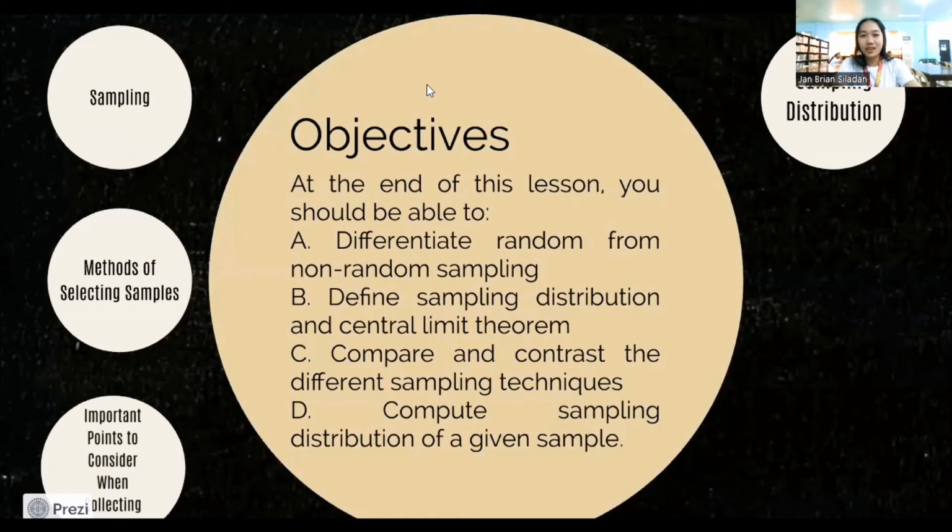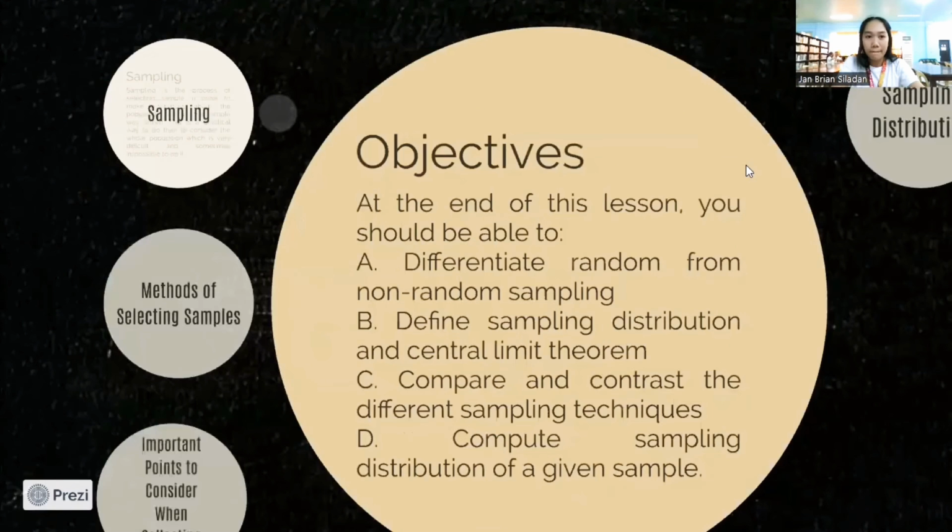Okay, next are the objectives. At the end of this lesson, you should be able to: A. Differentiate random from non-random sampling. B. Define sampling distribution and central limit theorem. C. Compare and contrast the different sampling techniques. D. Compute the sampling distribution of a given sample.